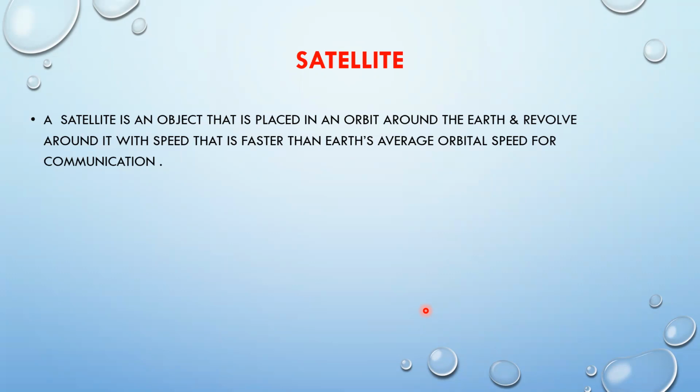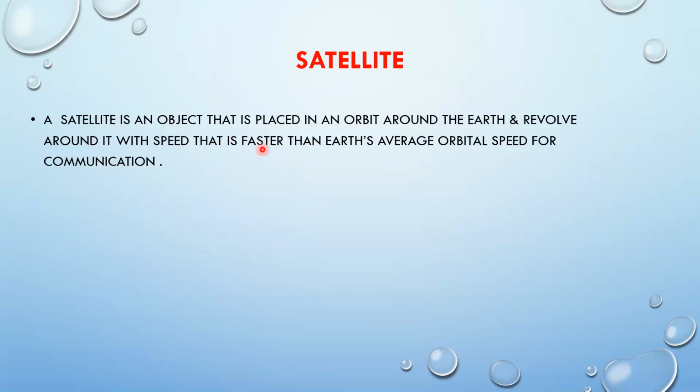First, you will understand, we have two types of satellites. The first one is natural satellites like the moon. The second one is artificial satellites, which means man-made satellites. Clear? So for satellite communications, we need artificial satellites. And we can launch these satellites through rockets. Clear? So, what is a satellite?